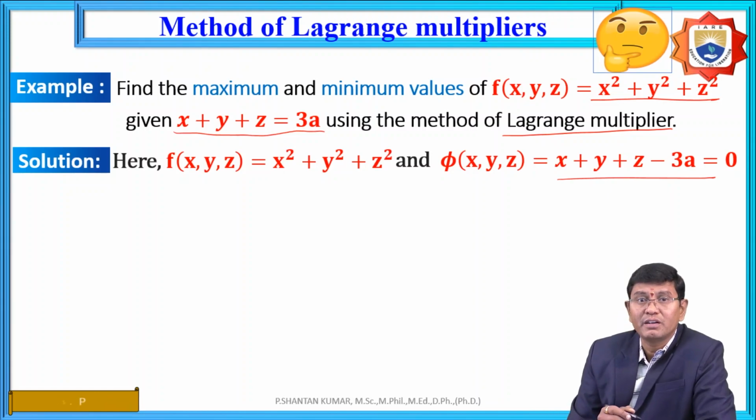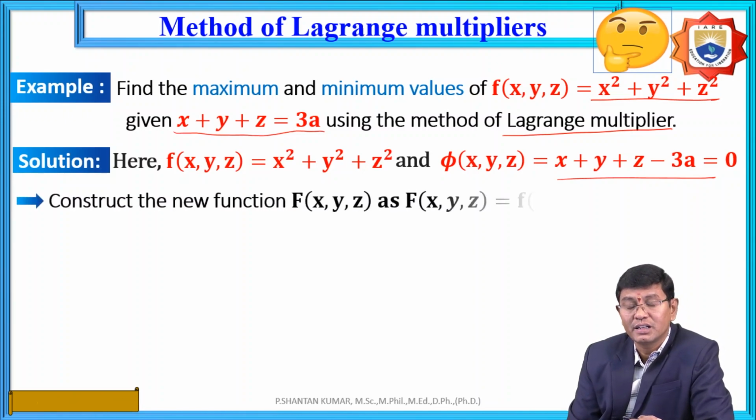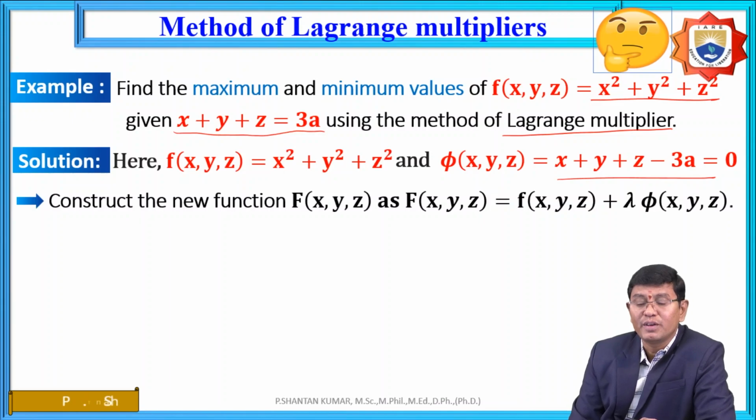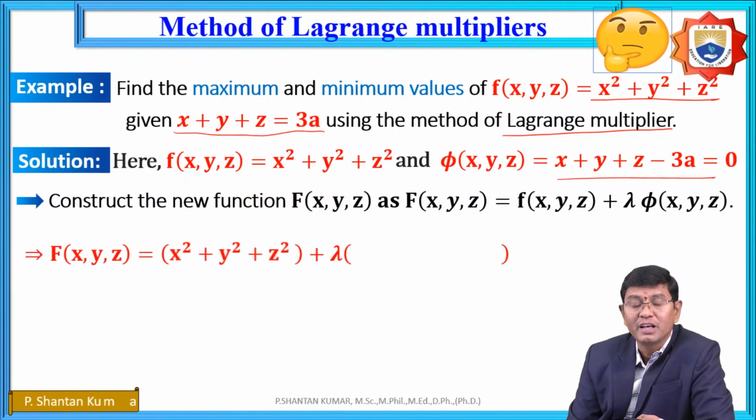And based upon this, we need the construction of the new function, that is capital F equal to small f plus lambda phi. Therefore, f is what we know, the addition of this, and again plus lambda into phi, where we also need to replace the phi value here.